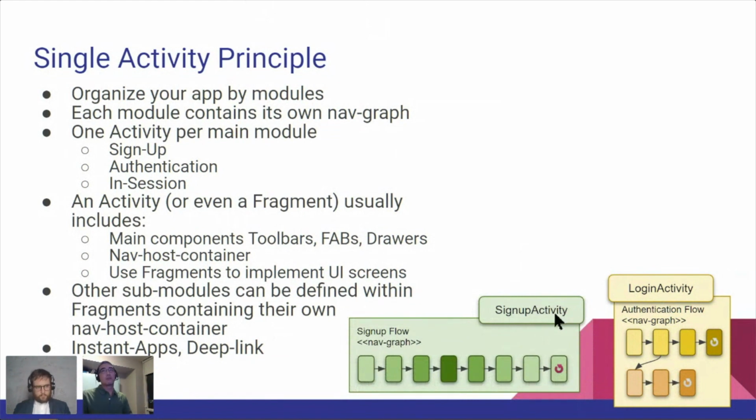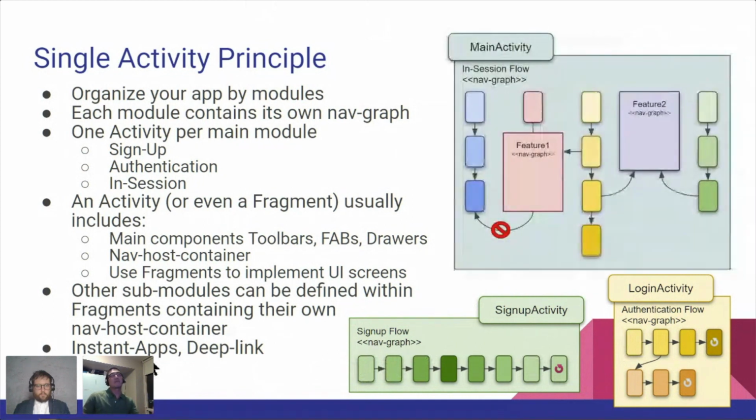In other cases, for example, a user wants to sign up, right? So you have a flow of different fragments, and at the end you submit all the information in order to create an account. So that could be by itself its own activity. And even more, if you define this within its own module, you can have people signing up to use your app without having to install the app itself, using the instant app feature, right?